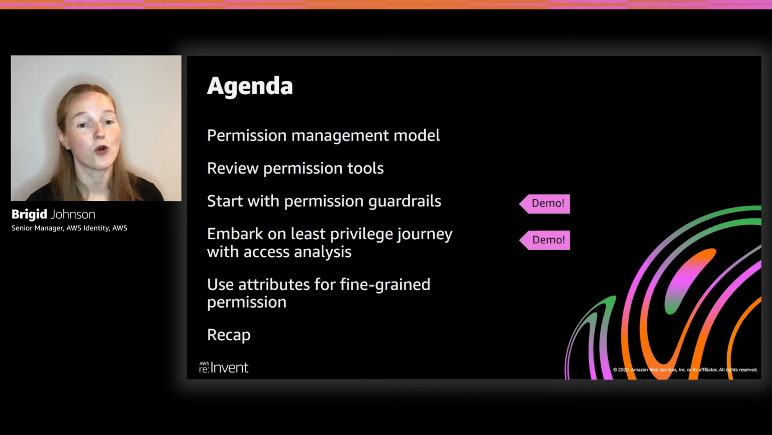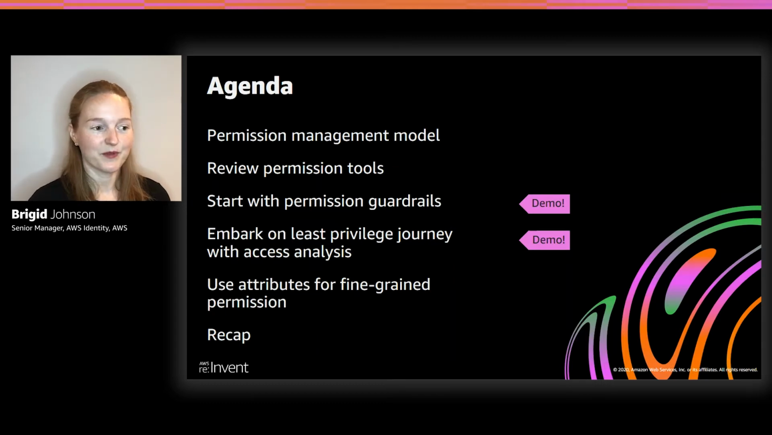And then we'll go into the three core parts of the permission model, which is starting with permission guardrails, embarking on least privilege, using access analysis, which is one of my favorites, and then we'll drop into a little bit of a summary on how to use attributes for fine-grained permission. And at the end, we'll do a quick recap. We do have 3 demos for you today, 1 in permission guardrails and 2 in the least privilege using access analysis. I do want to call out that today I am not going deep into JSON. There are a lot of other talks out there that are going to do that, or previous talks from the year. So this is going to be a little bit different than previous years.